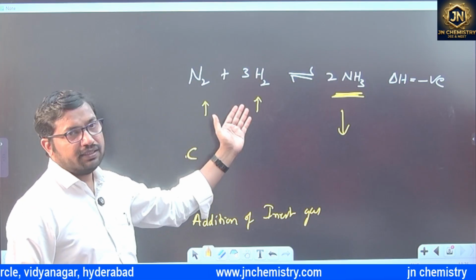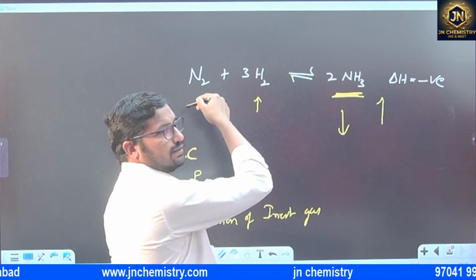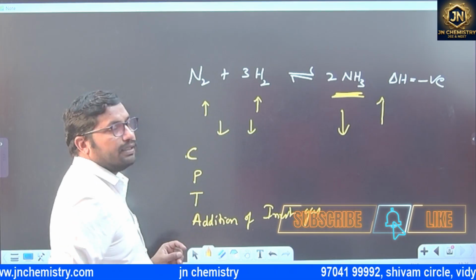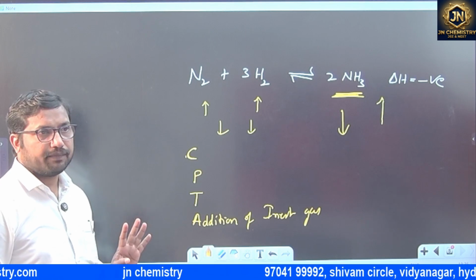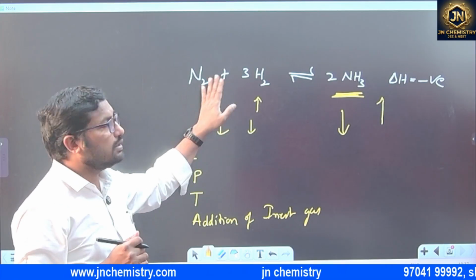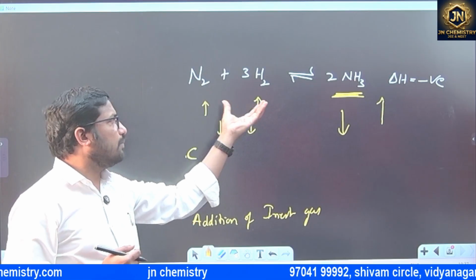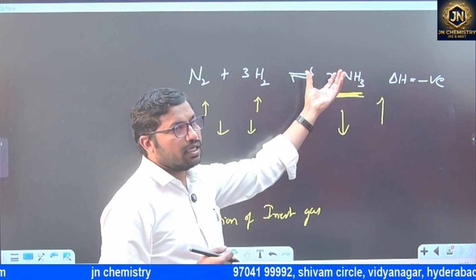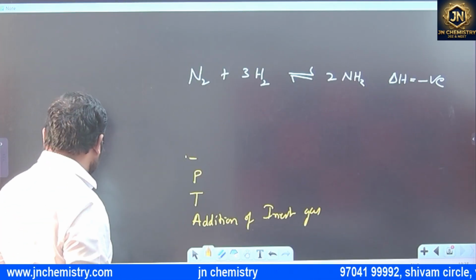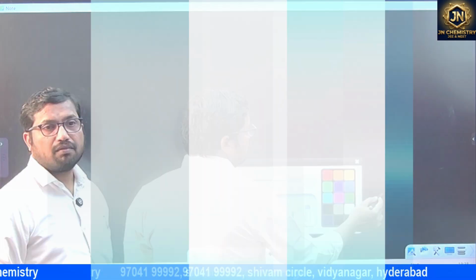If you increase the products concentration, the backward reaction occurs. For the backward reaction, we need to decrease the reactants concentration. First point, got it? For the forward reaction, we need to increase the reactants concentration or decrease the product concentration. For the backward reaction, we need to increase the product concentration and decrease the reactants concentration. We will use this concentration point in applications of common ion effect.